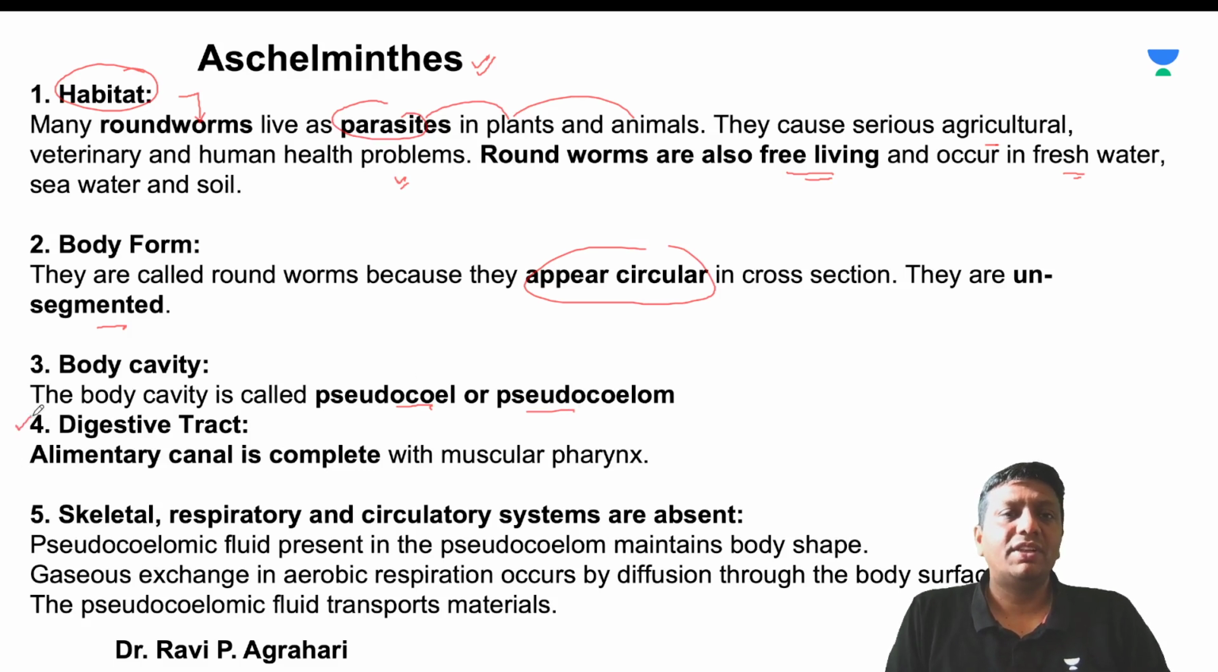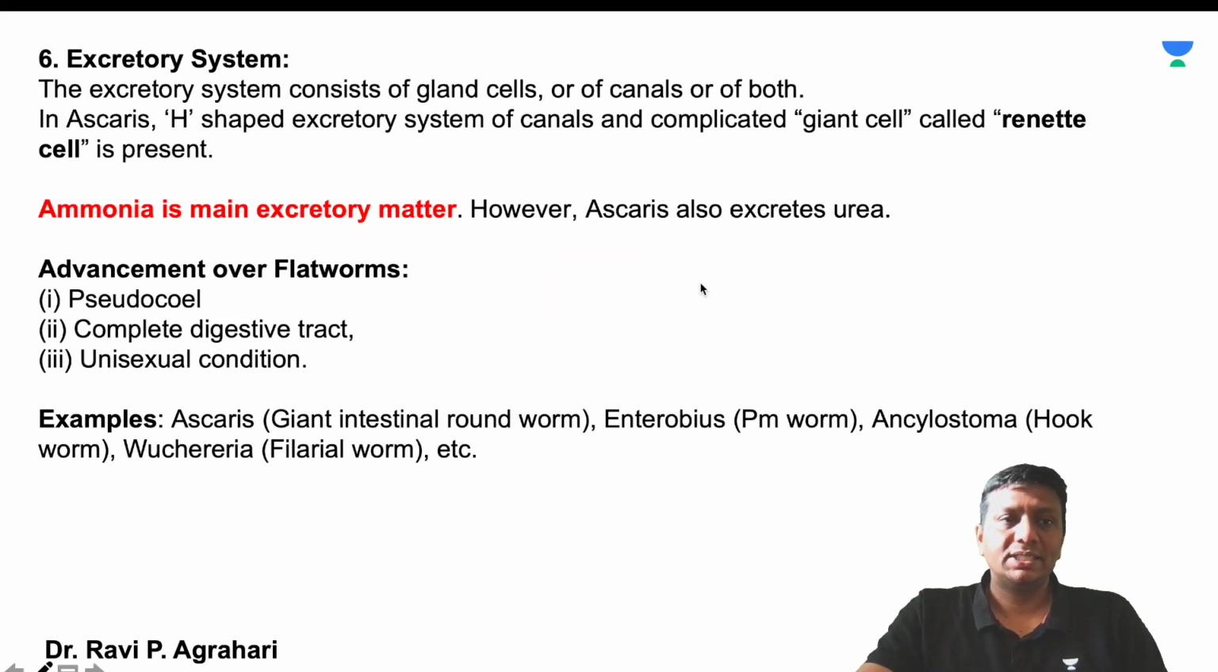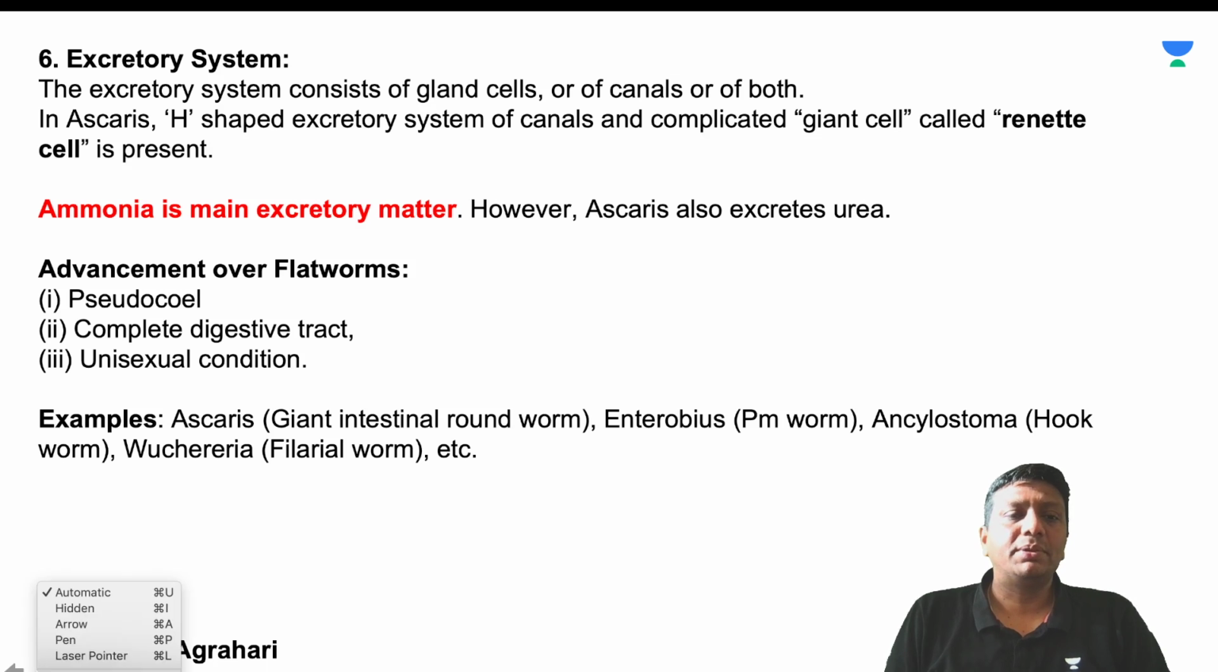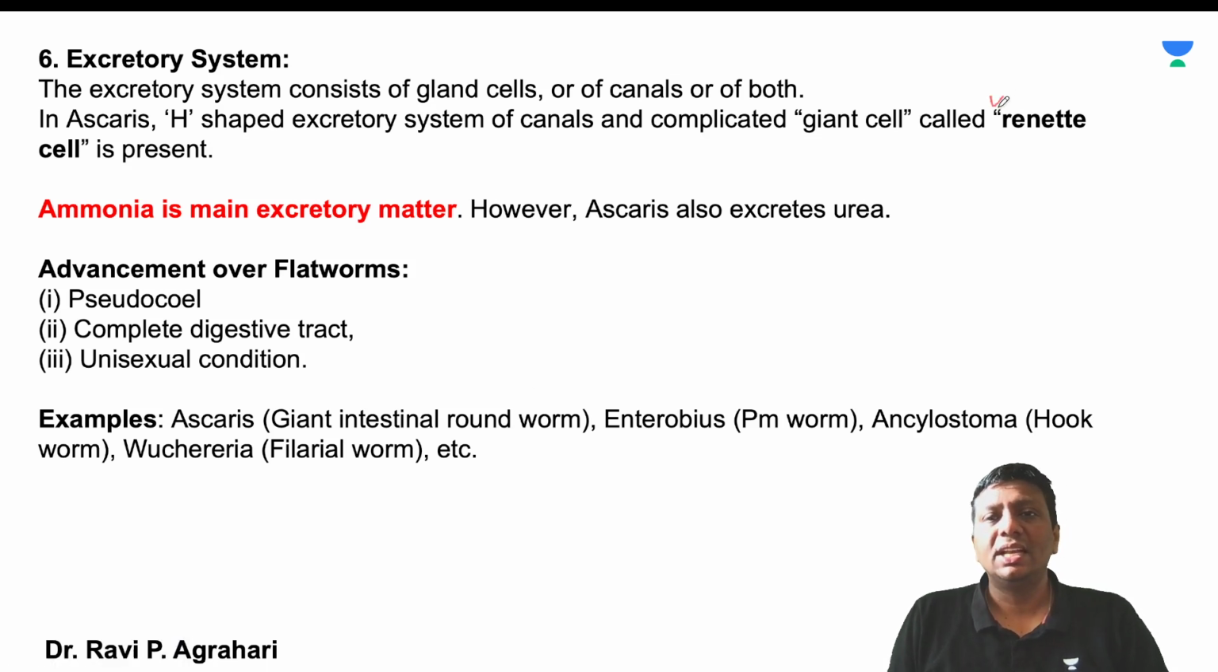In the case of the Aschelminthes members, the digestive tract, the alimentary canal, is complete. Skeletal, respiratory, and circulatory systems are even absent here, guys. So gas exchange and everything they perform through aerobic respiration. For the excretory system, one specific cell, the renette cell, is there. It's an H-shaped renette cell. With the help of that, a very specific excretory system is present in Ascaris, which is one of the main members of Aschelminthes.